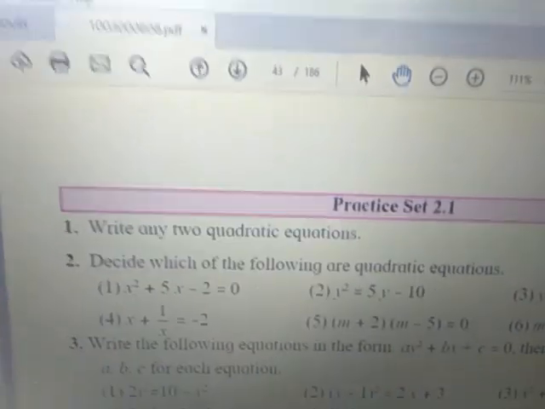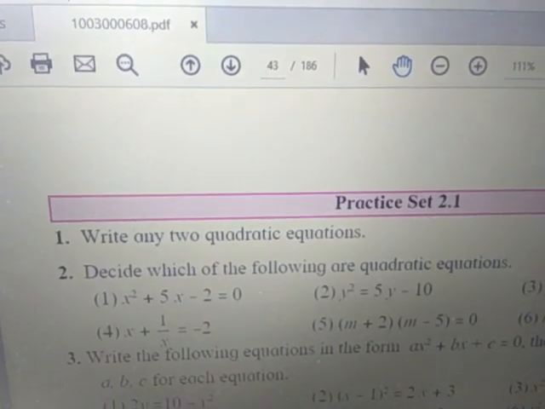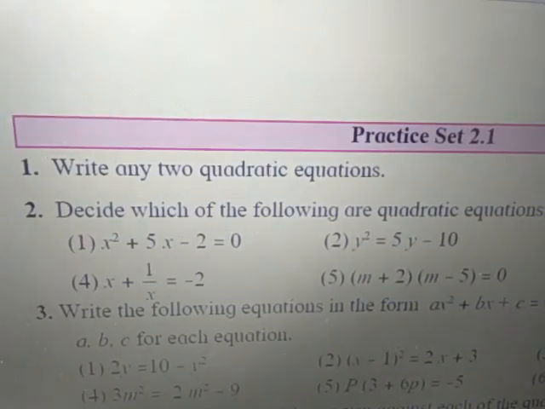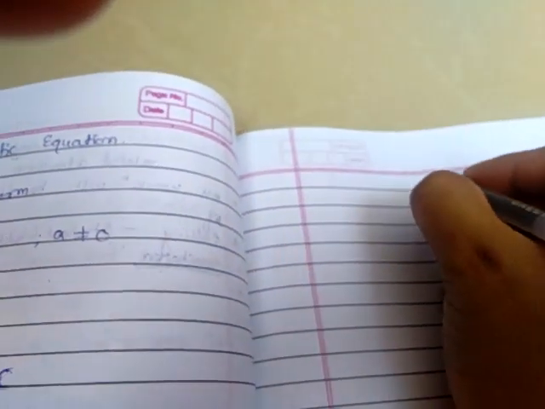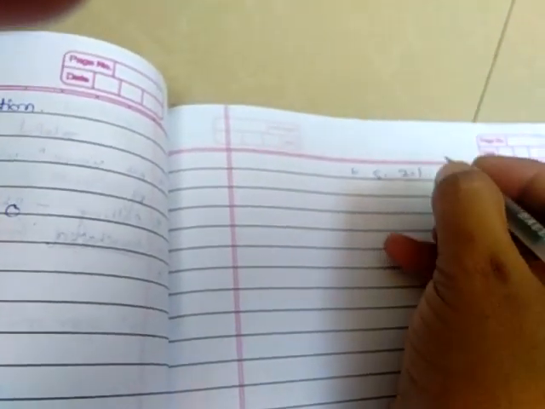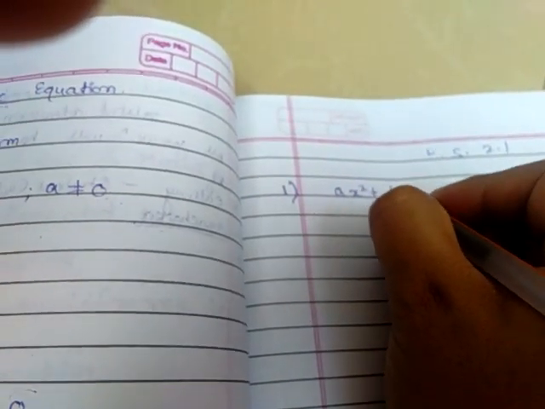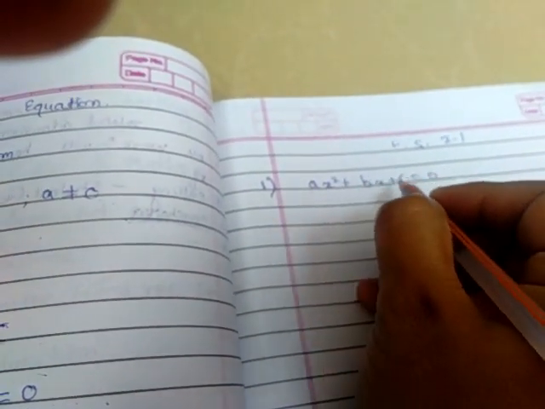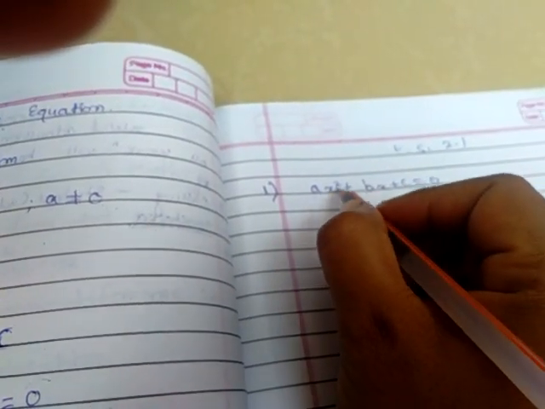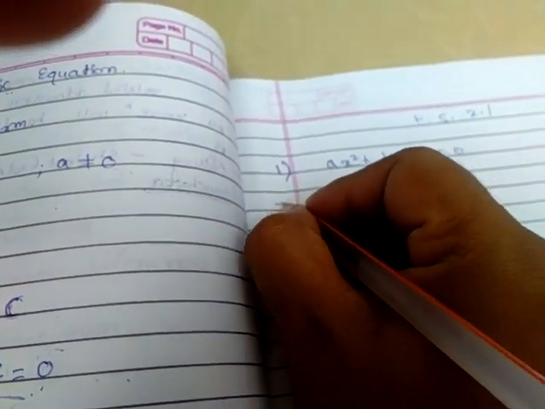So our first question is, write any two quadratic equations. How will we write the quadratic equation? We know the standard form of a quadratic equation. In that we just have to put the values of a, b and c. So, first question, practice set 2.1. The standard form is ax square plus bx plus c is equal to 0. Instead of a, b, c we have to write any number. We can use any variable instead of x. So we will write the answer.